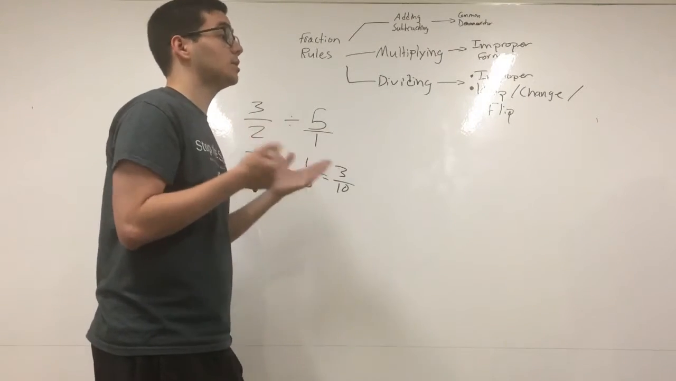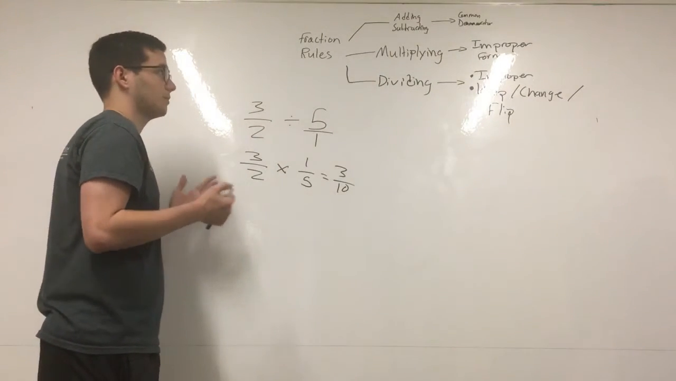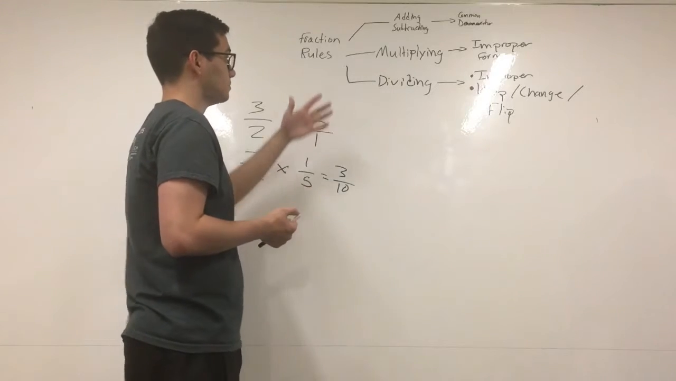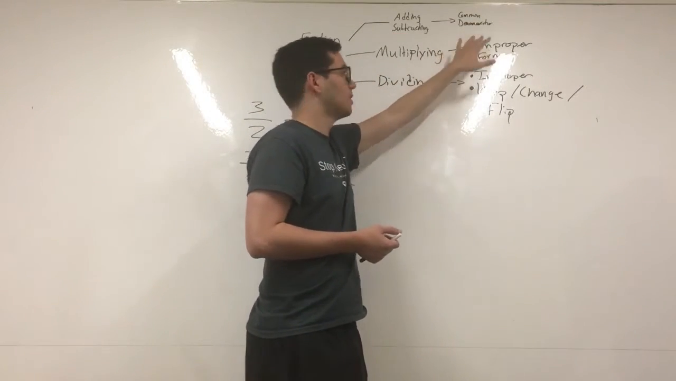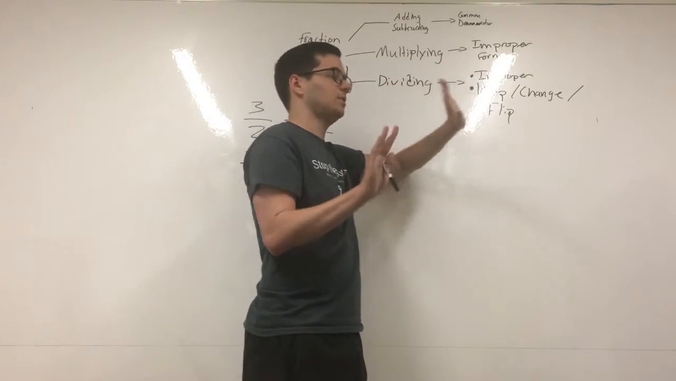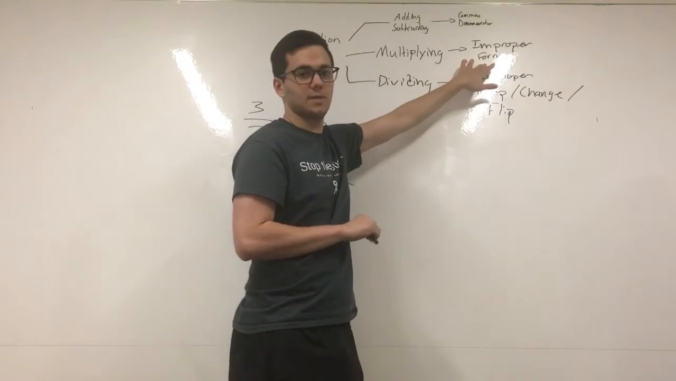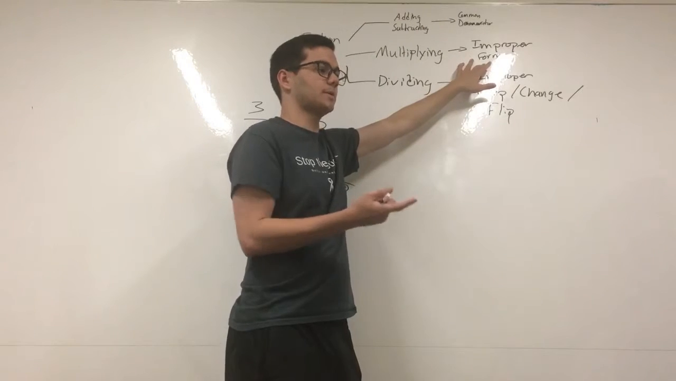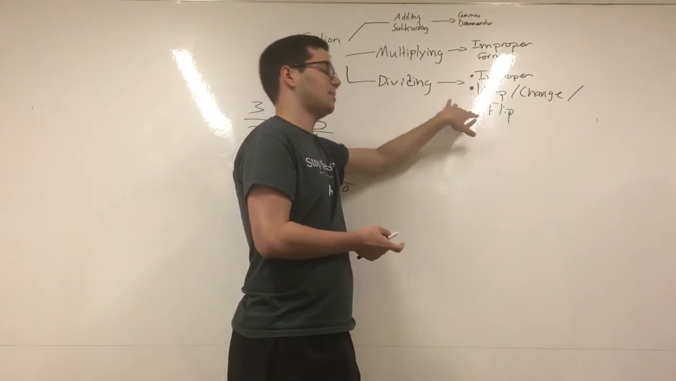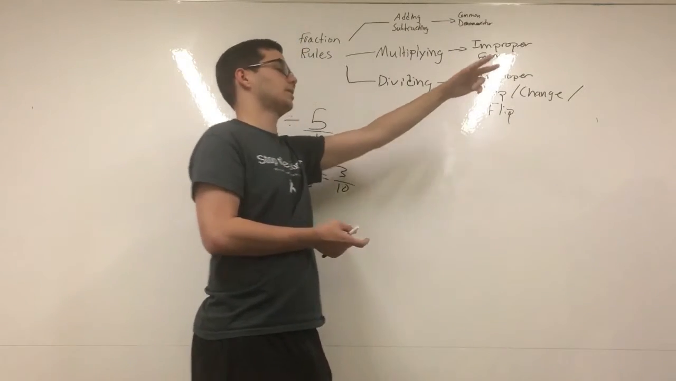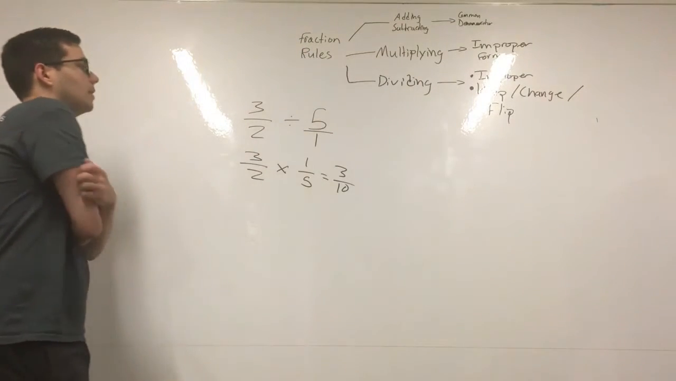So it's really a good idea to make flashcards from now. If you're adding or subtracting, what's the rule you need? Common denominator. If you're multiplying, the only thing you need is to check to make sure everything's in improper form, if there are mixed numbers. If you're dividing, that's when you do keep, change, flip, in addition to changing everything to improper form.